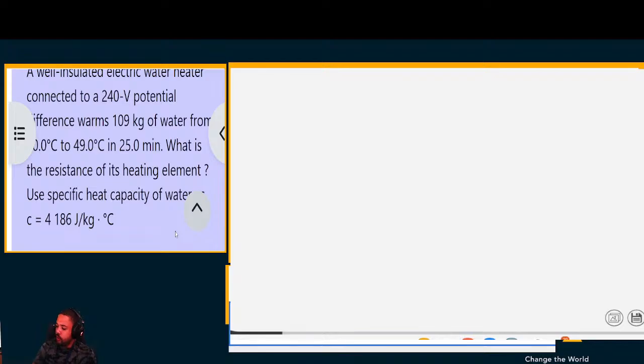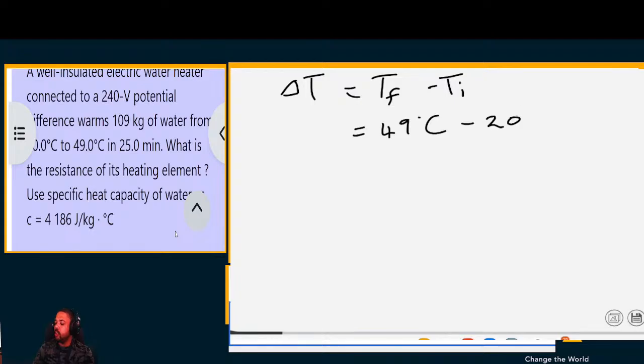Now, let's start off. First of all, let's calculate the change in the temperature. The change in the temperature is what we need first. So the change in temperature is just the T final minus T initial, and that is equal to 49 degrees Celsius minus 20 degrees Celsius. So now we have the change in temperature, which in this case is 19 degrees Celsius if my math is correct. Oh, sorry, not 19. It's 49. So it should be 29 degrees Celsius. So there we have the change in temperature.